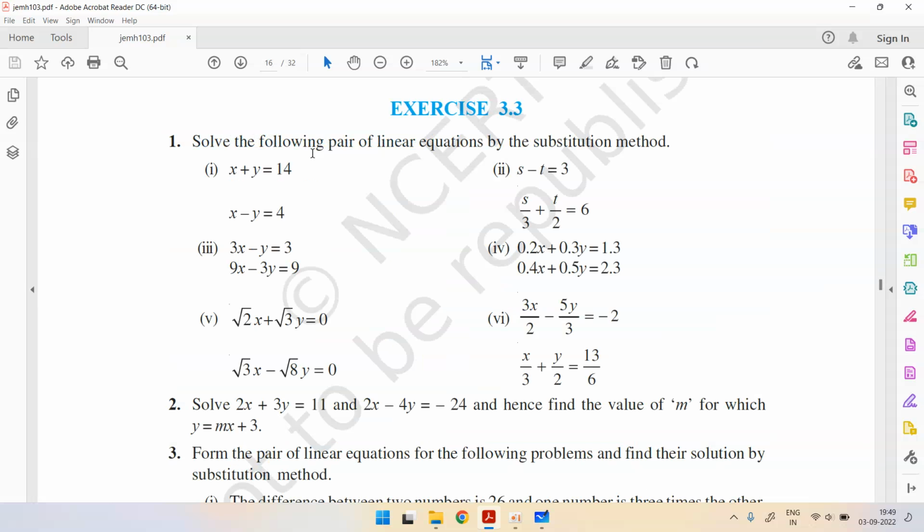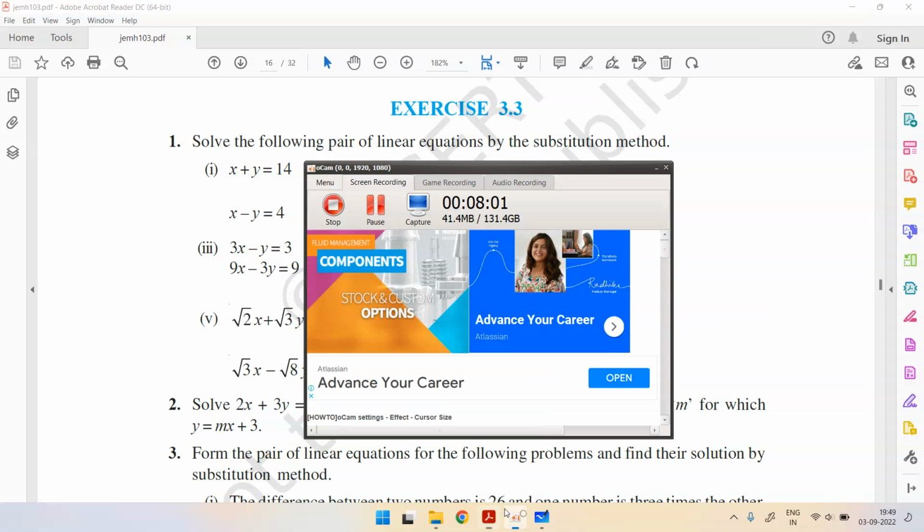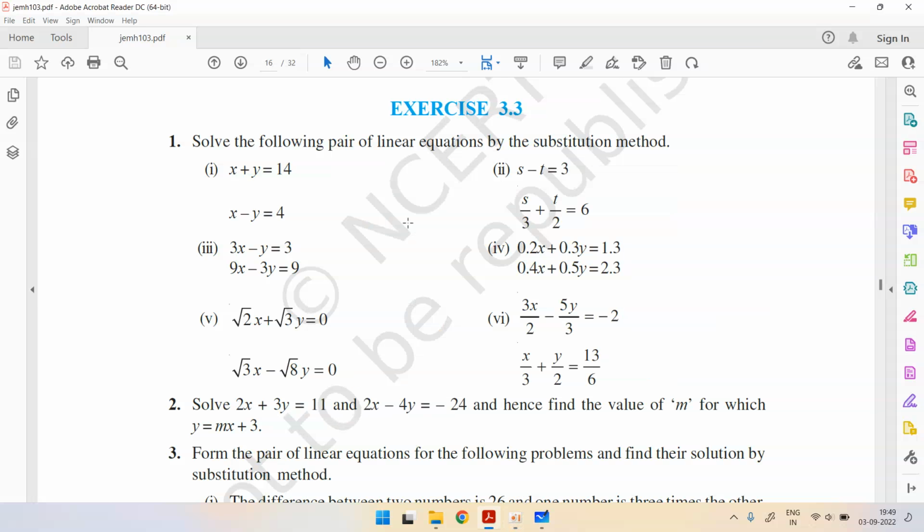Now exercise 3.3, that is, solve the pair of linear equations by substitution method. So these are six examples. I will be taking 1, 4, 5 and 6, which are the trickier ones. Question 2 you can do yourself. So the trickier questions I will be doing.